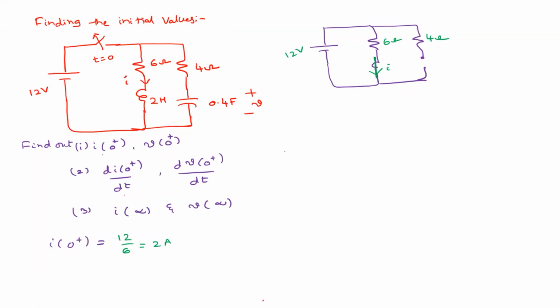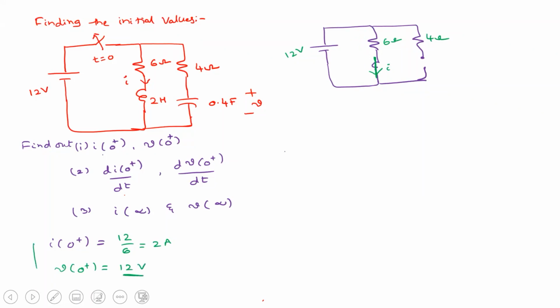At the same condition, so what is the voltage across the 4 ohm resistor? 12 volts, right? The voltage across this branch is also 12 volts. So that means V of 0 plus is also equal to 12 volts.